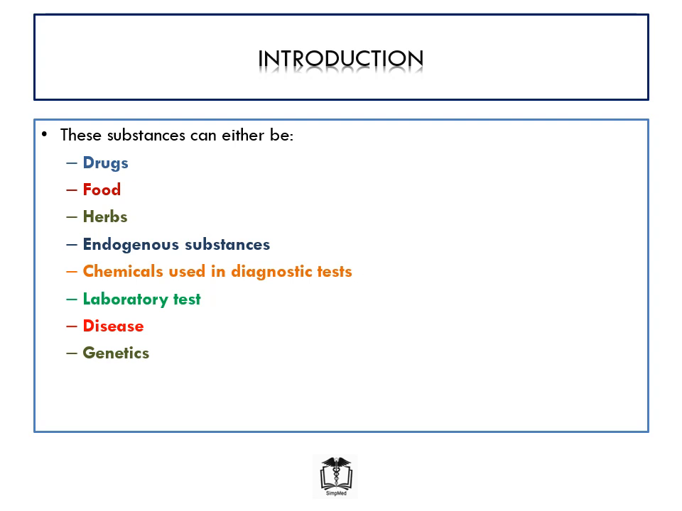Some of the other substances to which drugs could interact with would be food, herbs, endogenous substances, chemicals used in diagnostic testing, laboratory test itself, diseases, and genetics. So when we talk about drug interactions, it's important to note that we are not restricting it to just drug-drug interactions. We could have drug and other substance interactions as shown on the screen. But with respect to the particular course or topic, we focus largely on the drug-drug interactions because these are the common forms of interactions that we see.